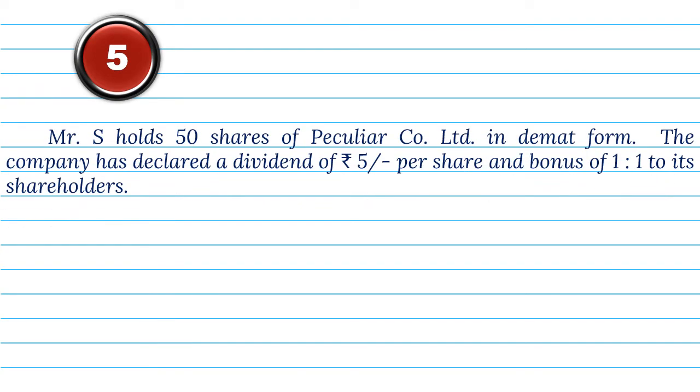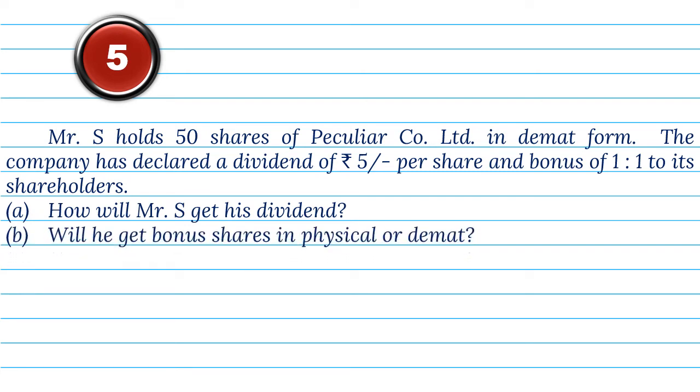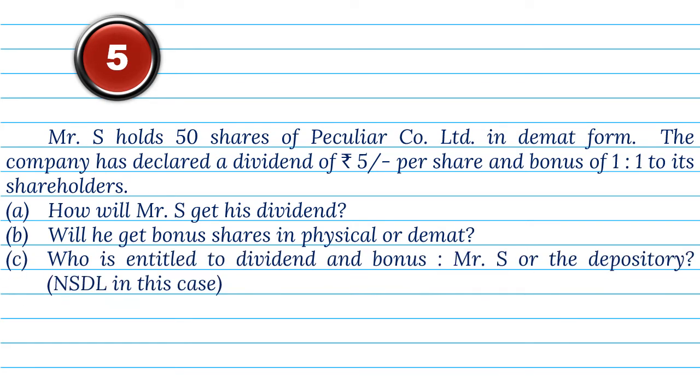5. Mr. S holds 50 shares of Peculiar Company Limited in demat form. The company has declared a dividend of ₹5 per share and bonus of 1:1 to its shareholders. A. How will Mr. S get his dividend? B. Will he get bonus shares in physical or demat? C. Who is entitled to dividend and bonus, Mr. S or the depository? NSDL in this case.